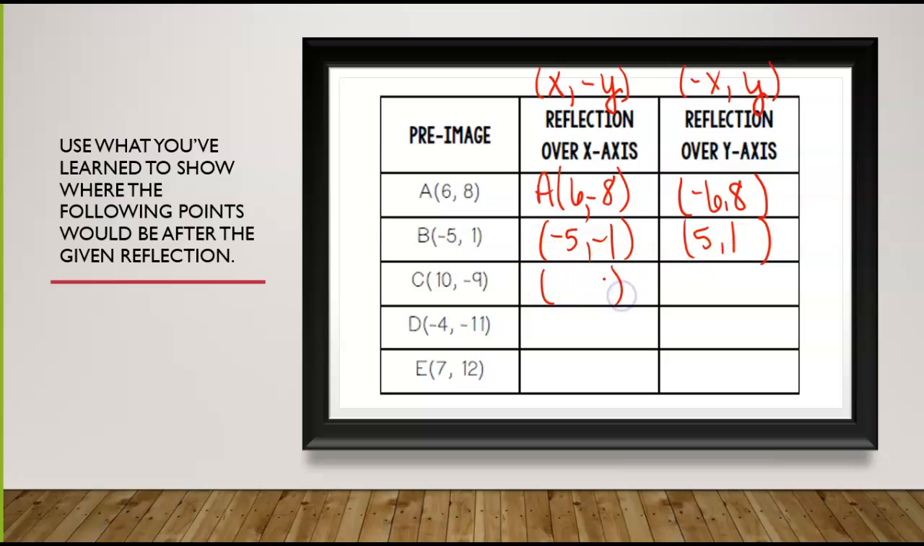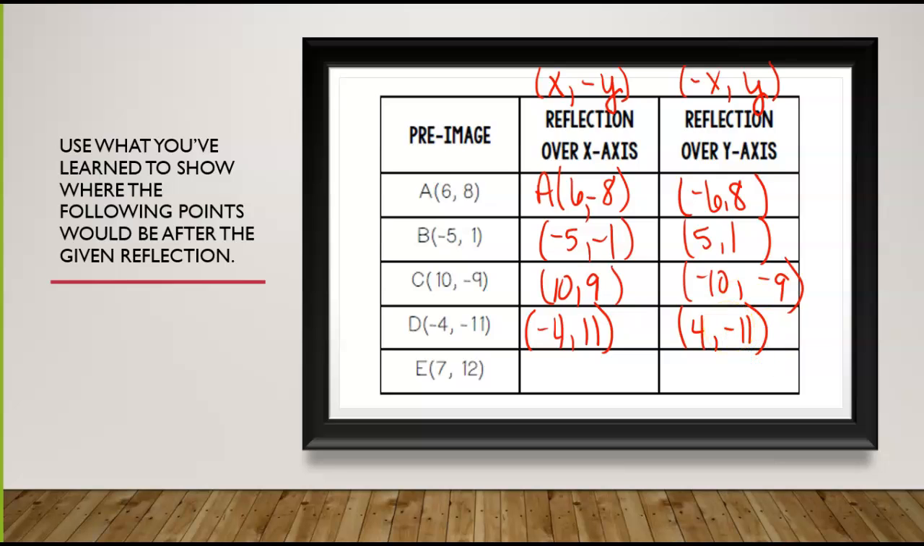What is C over the x-axis? 10 and 9. I like that. That 9 was negative to start with, but opposite makes it a positive. What is C over the y-axis? -10, -9. What is D over the x? -4, 11. X stays the same. Y is the opposite. What is D over the y-axis? 4, -11.